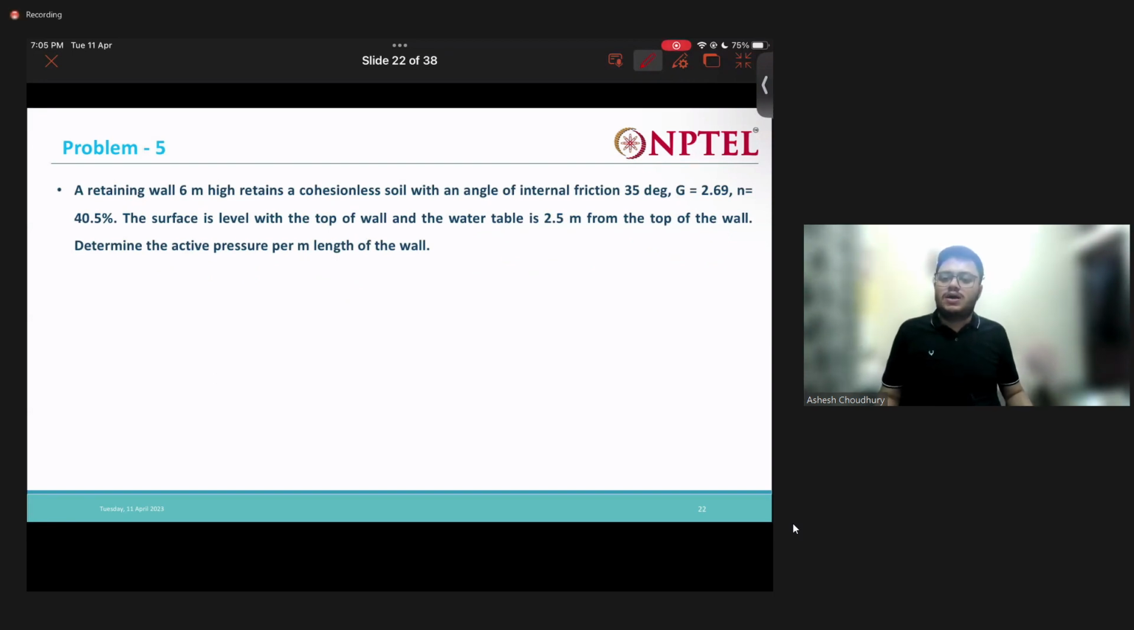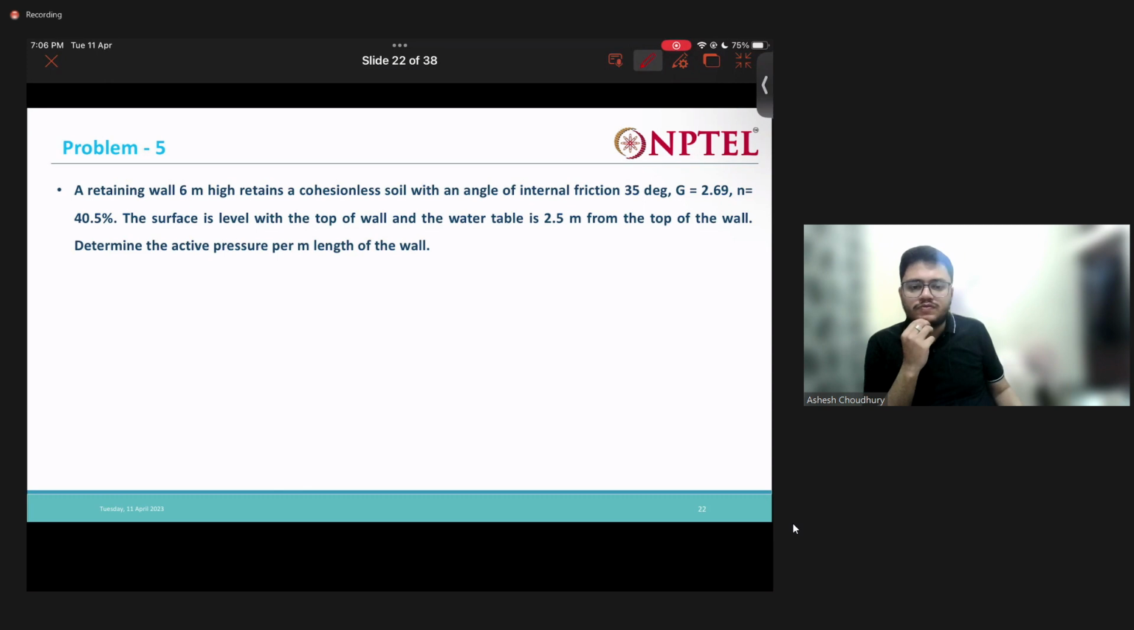A retaining wall 6 meter high retains a cohesionless soil with an angle of internal friction 35 degrees. G is equal to 2.69, and n is given, meaning porosity is given. The surface is level with the top of the wall, and the water table is 2.5 meter from the top of the wall, 2.5 meter below. Determine the active pressure per meter length of the wall.